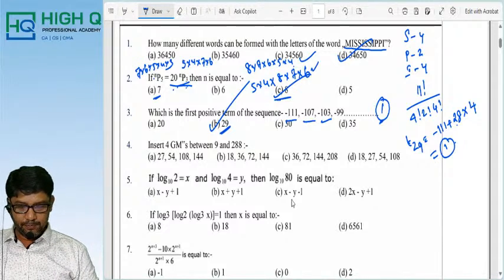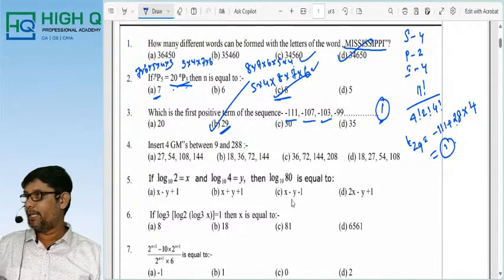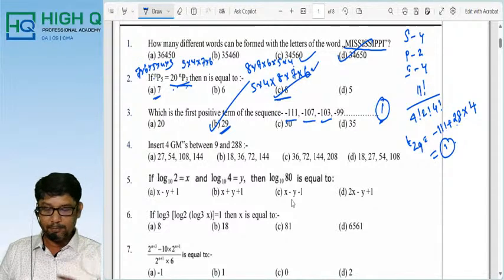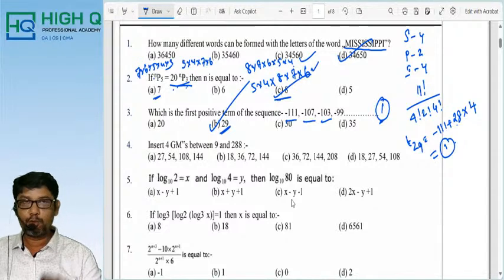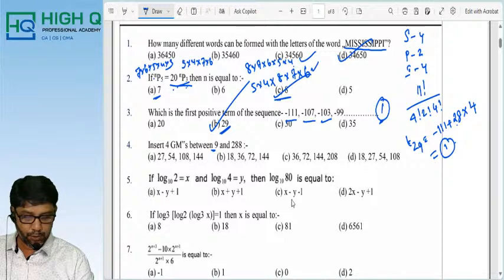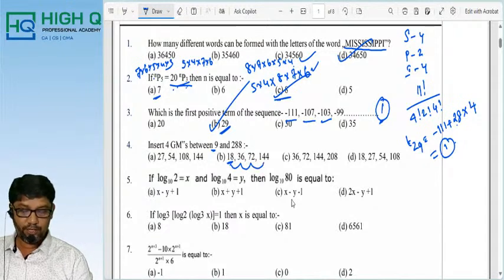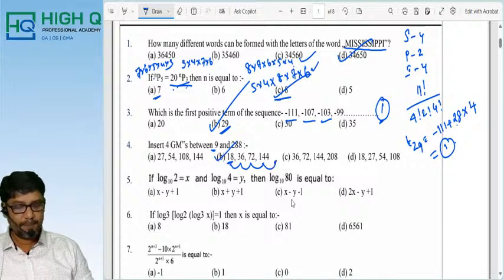4 GMs between 9 and 288. But I'm telling you, my dear, 4 GMs, look at this. Don't waste your time. 9 twos are 18. 18 twos are 36. 36 twos are 72. 72 twos are 144. 144 twos are 288.